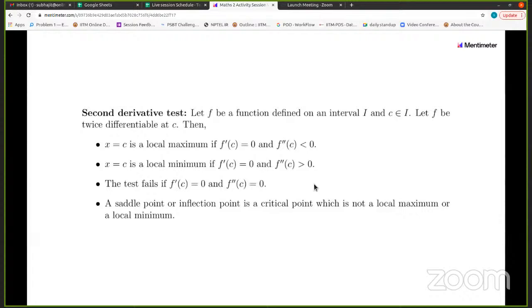In those cases where f double dash c is 0, we have to go through the behavior of the curve. That I will discuss later. There is also something called a saddle point or point of inflection, if the critical point is neither local maxima nor local minima. An important point is that if f double dash c is 0, that does not imply that it is neither local maxima nor local minima. It only implies that this test failed, but that point can still be local maxima or local minima.